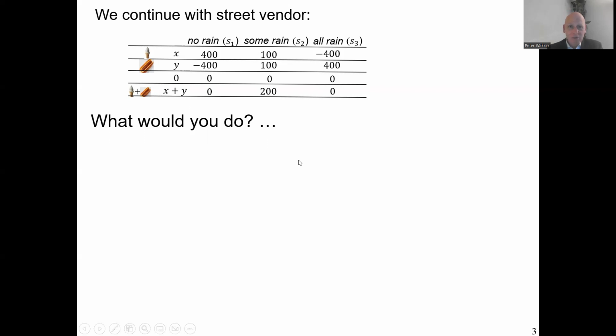But many people, when they look at this table, don't think very much about expected value, but they say, you know what, that X plus Y option looks quite nice.